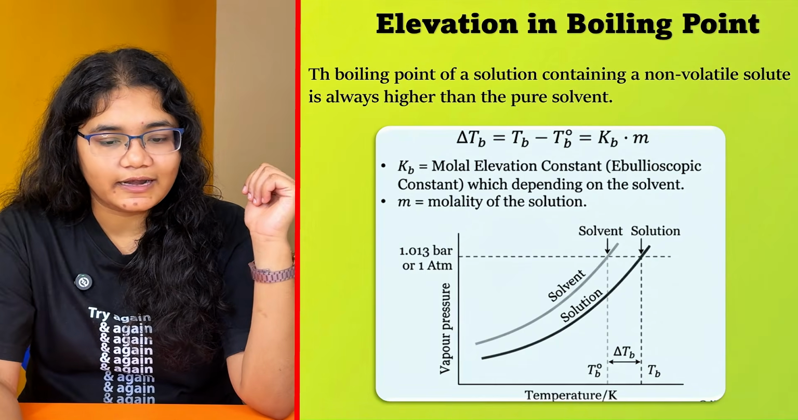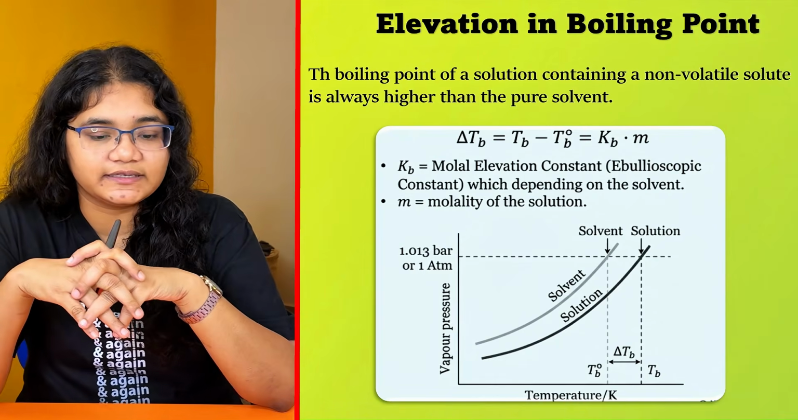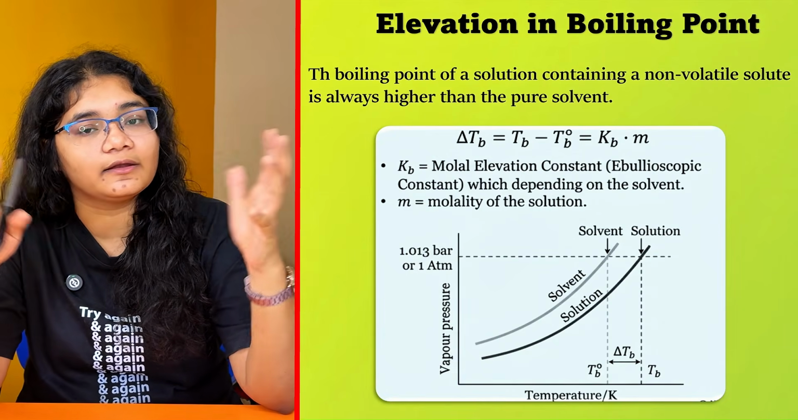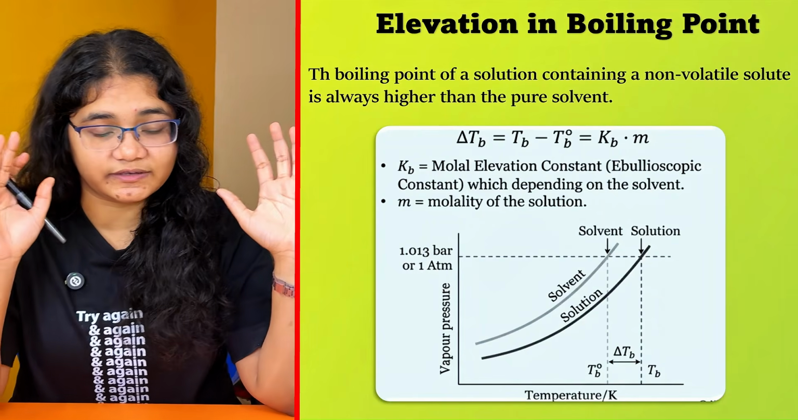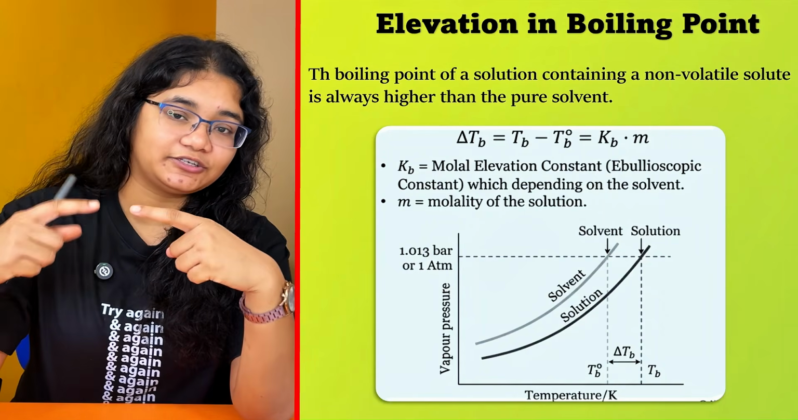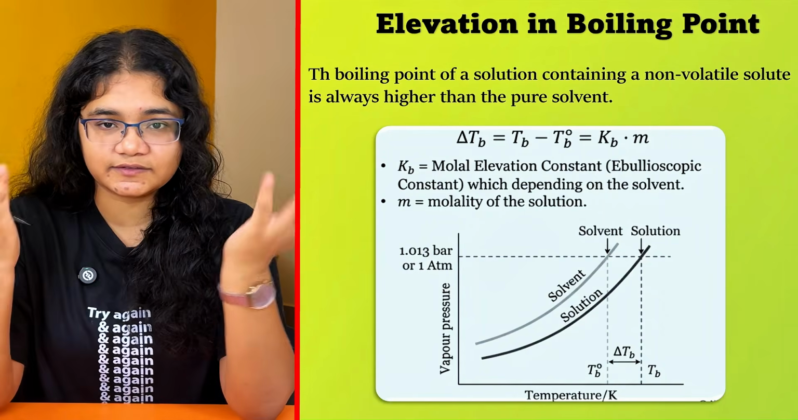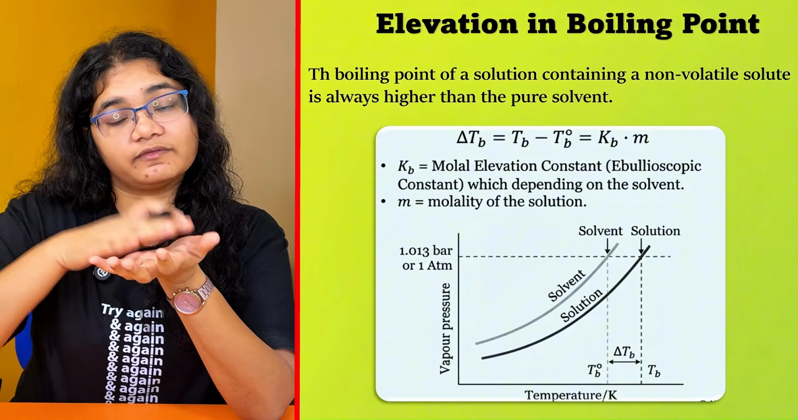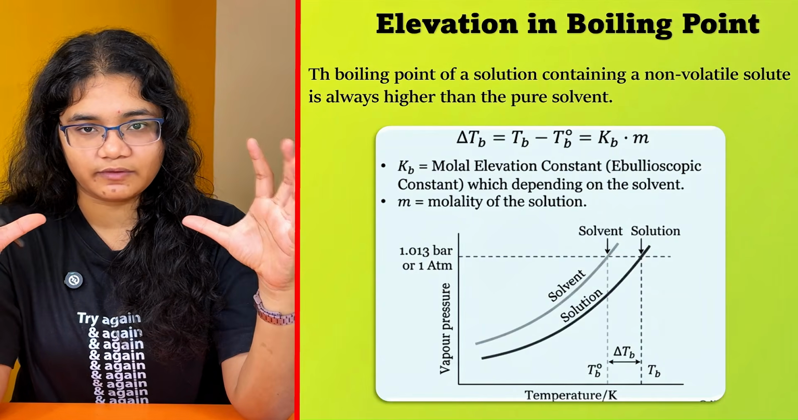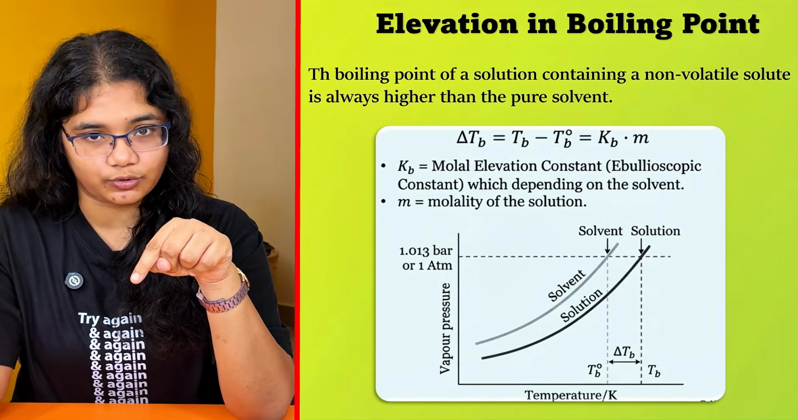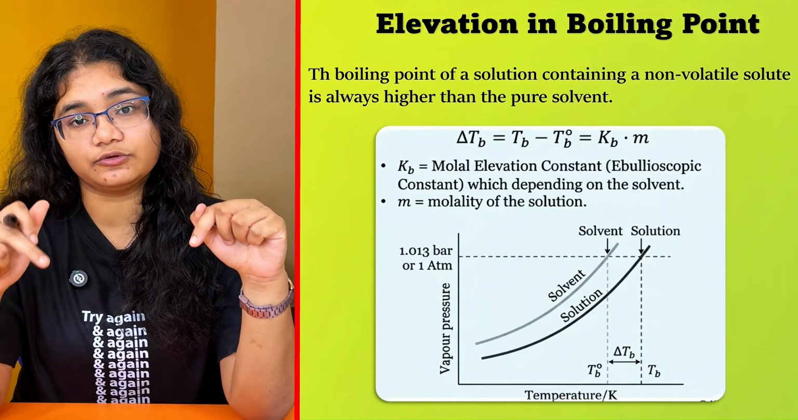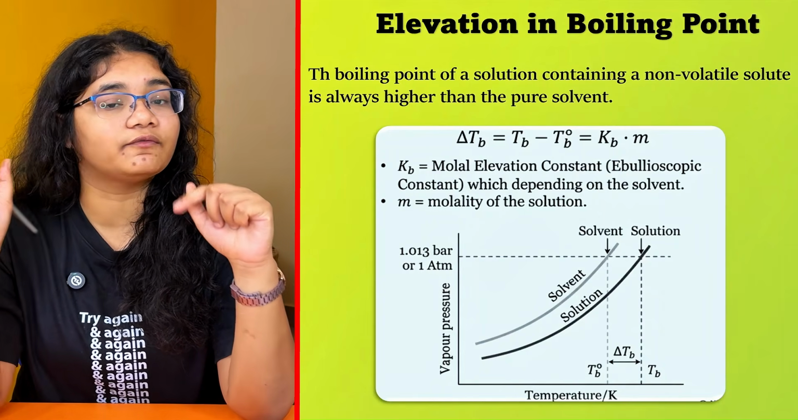Okay. Now let's talk about elevation in boiling point. The boiling point of a solution containing a non-volatile solute is always higher than that of a pure solvent. As we discussed, the vapor pressure will always decrease. Similarly, when you have a pure solvent and you add a solute to that, now it is a solution. Now this solution's boiling point will always be more than the boiling point of the pure solvent. Let me repeat it. Suppose you have a pure solvent, it has a boiling point. Now when you add a non-volatile solute, it becomes a solution, and its boiling point will always be more than the boiling point of the original solvent.